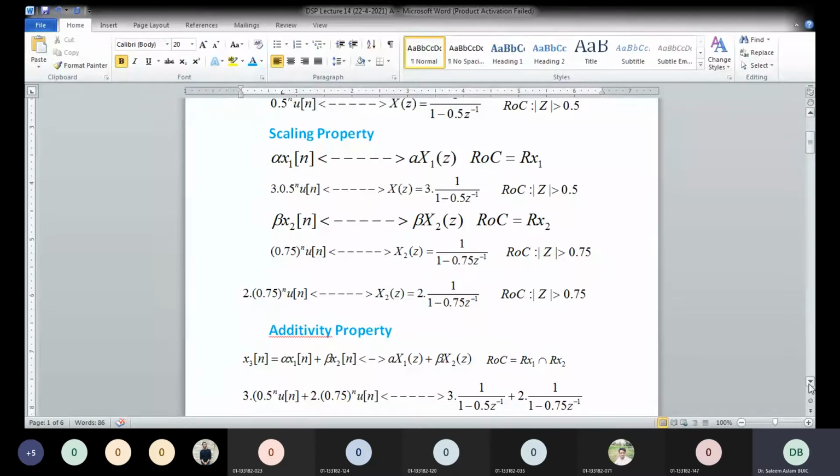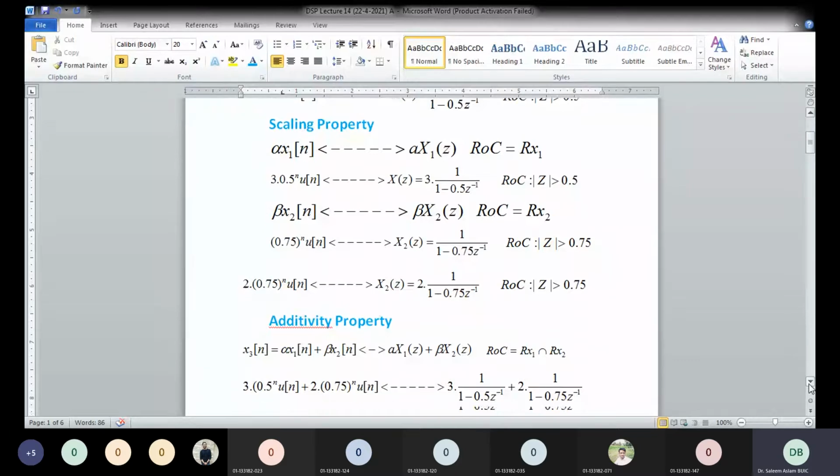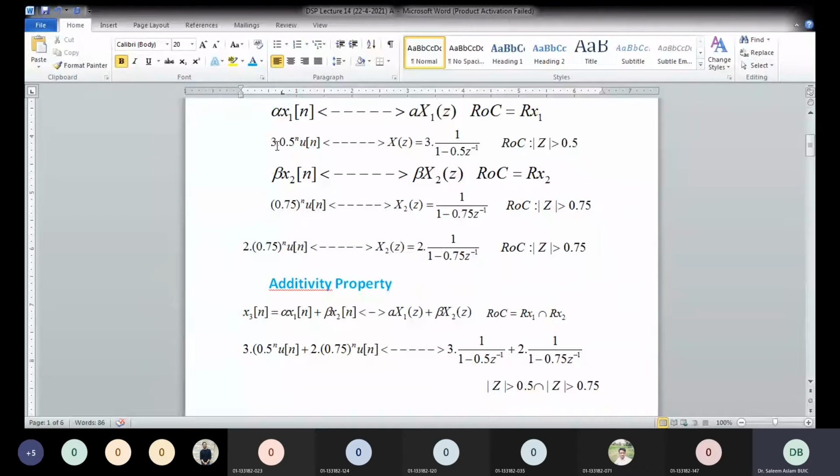Let's solve it with the example of the same two sequences, 3 dot 0.5 to the power n u of n and 2 dot 0.75 to the power n u of n. So x3 of n would be equal to 3 dot 0.5 to the power n u of n plus 2 dot 0.75 to the power n u of n. The z transform expression would also be the addition of this one and this one simply, but the region of convergence is the intersection. So z mod greater than 0.5 intersection z mod greater than 0.75.